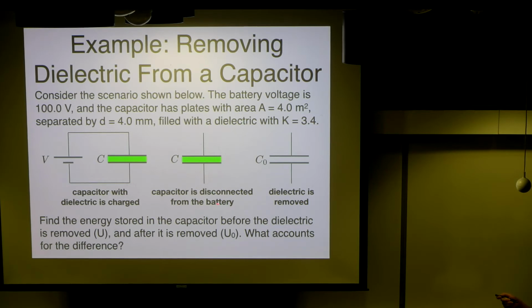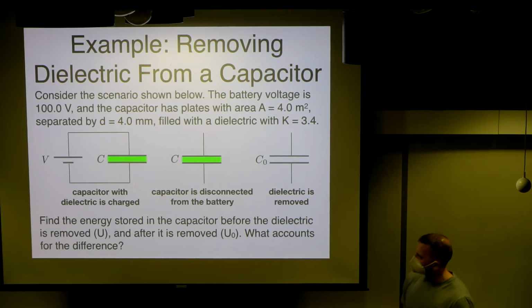The second step is we're going to disconnect that capacitor from the battery. And then the last step is we're gonna remove the dielectric. Make sense? So these are the steps. We're gonna do two things. We're gonna find the energy stored in this capacitor before we remove the dielectric. So in this picture, how much energy is being stored? And then in this picture, how much energy is being stored? We'll get both of these, okay? And then we'll see that there's a difference, and we'll try to understand why there's actually a difference there, okay?